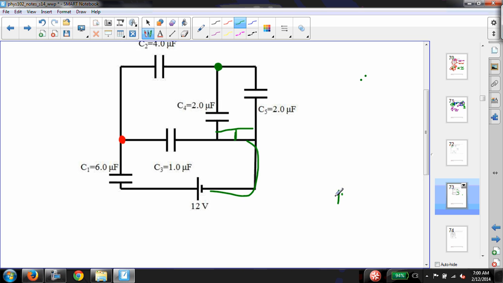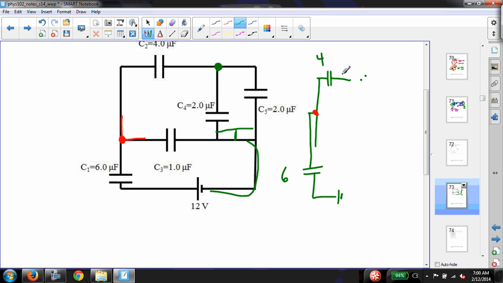I have my 12-volt battery. I have my 6 microfarad capacitor. And then it's going to come up here and it's going to split into 2 branches, there and there. So this corresponds to the red dot here, these 2 branches right here. Now in the first branch, I get my 4 microfarad capacitor.